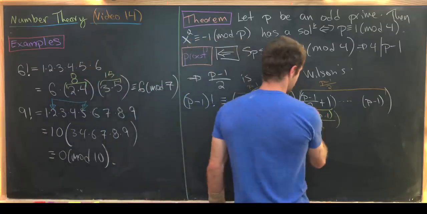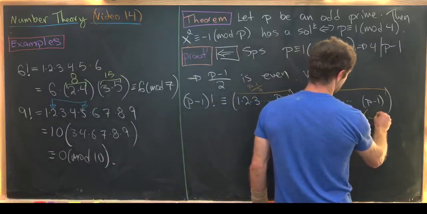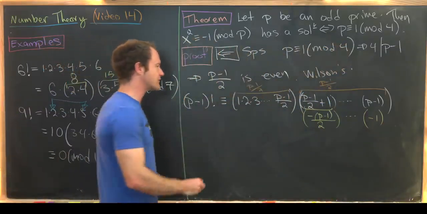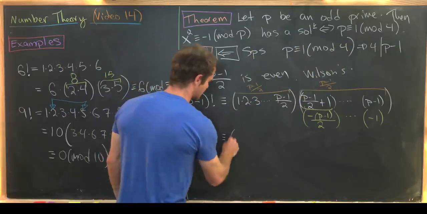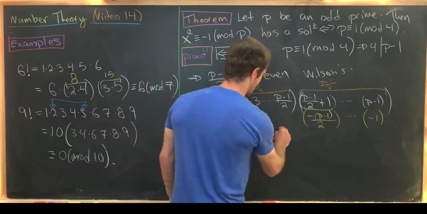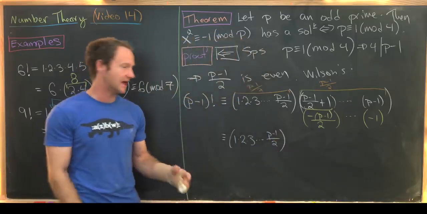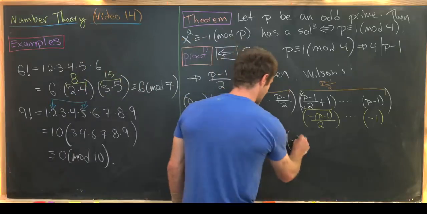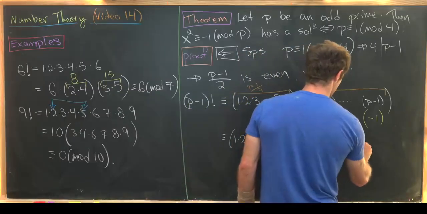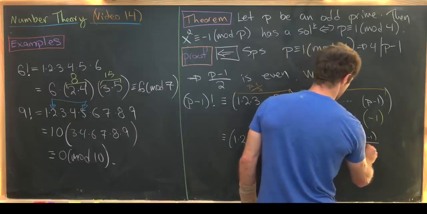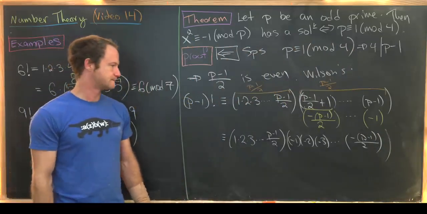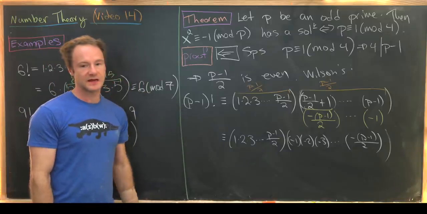And then the last one of these terms is equal to minus 1. Okay, so now let's rewrite this a little bit. That means this is equal to 1 times 2 times 3, all the way up to (p minus 1)/2. And then reordering this, we have minus 1 times minus 2 times minus 3, all the way up to minus (p minus 1)/2, like that. Okay, but what can we do from here?